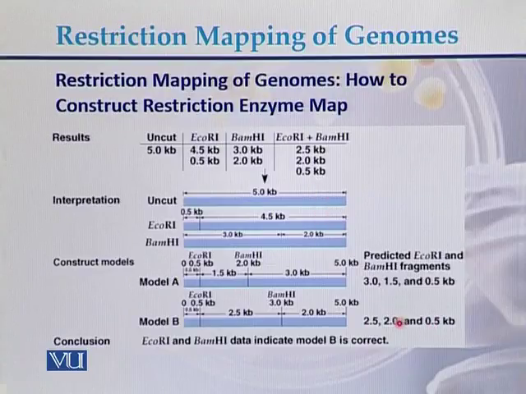When we compare these fragment sizes, the fragment sizes which were produced were 2.5, 2 and 0.5. It means model B is correct in case of restriction mapping of the genomes. It means the site for the restriction enzyme EcoR1 is here and the site for restriction enzyme BamH1 is here. So model B is correct. So in this way, we construct the restriction enzyme map of the genomes.